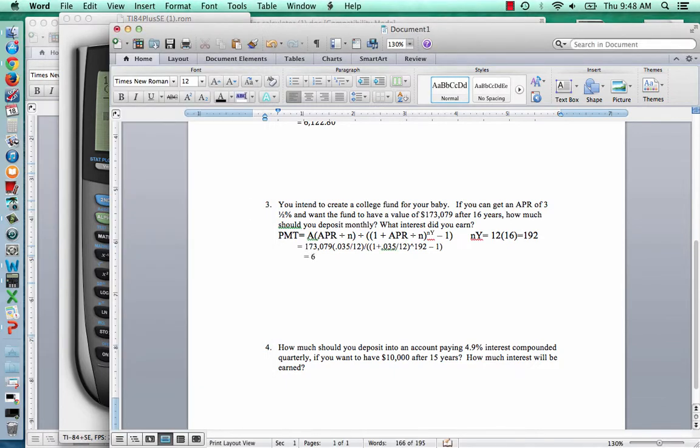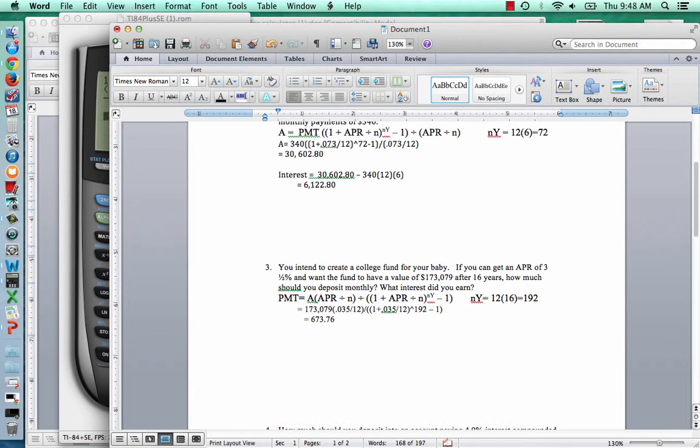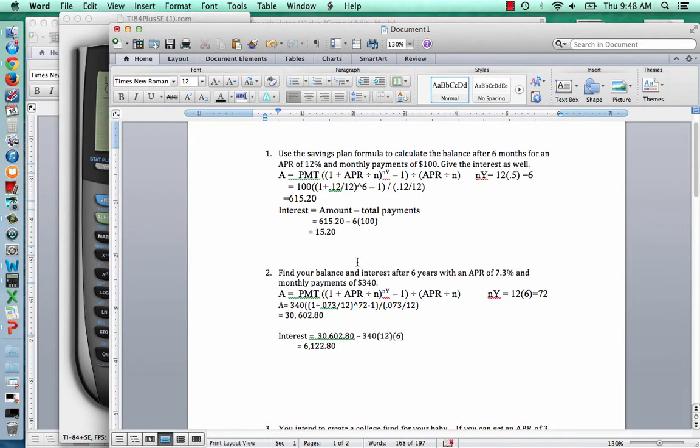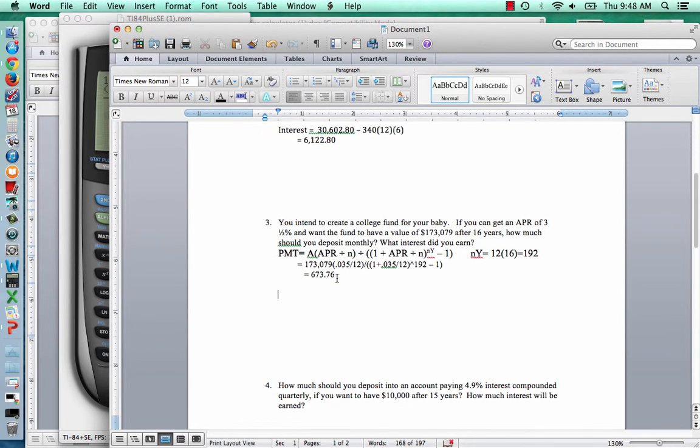So $673.76. Let me double check that. Yep, okay. All right, so to figure out the interest now. Remember, the interest is always the amount that we're aiming for minus the total payments. So the amount that we are aiming for was the $173,079 minus the total payments. Well, we made monthly payments of $673.76 for 12 months each month for 16 years.